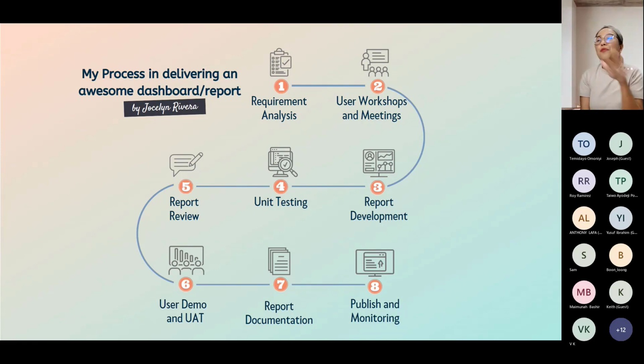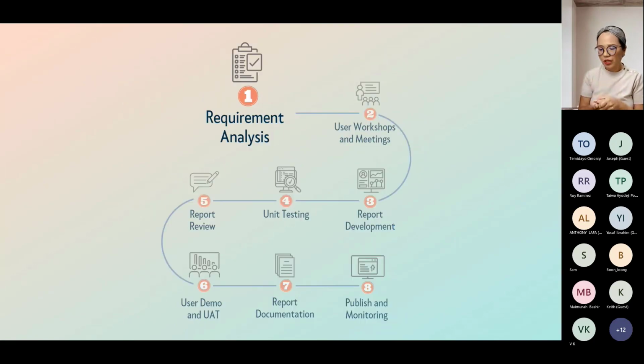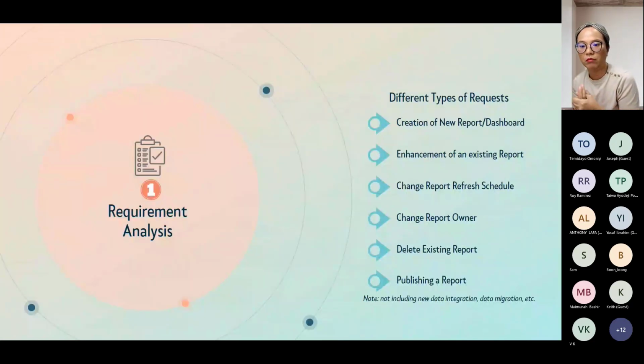The first one is requirement analysis. When it comes to requirement analysis, there are different types of requests that I usually receive, so the analysis part depends on what type of request I receive from the user. These are the most common ones that I receive from users. When I say users, I set standard key users for a particular team or a particular department.